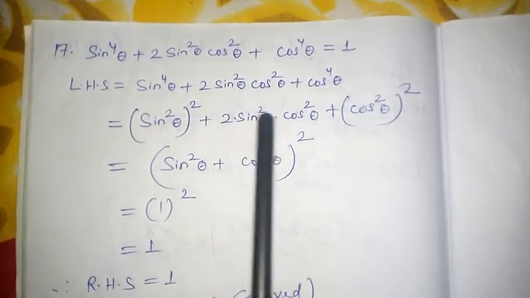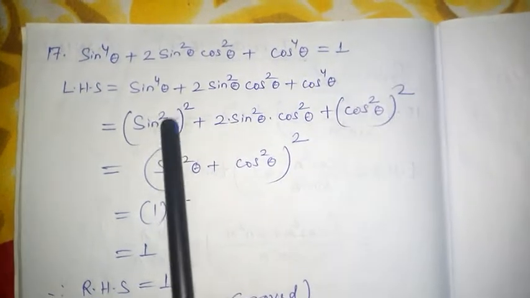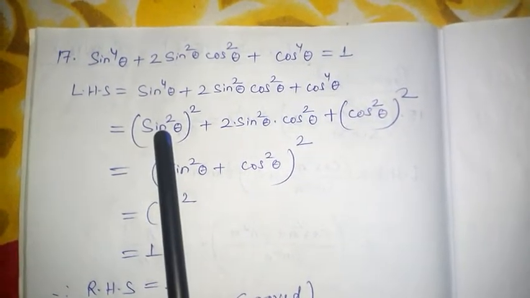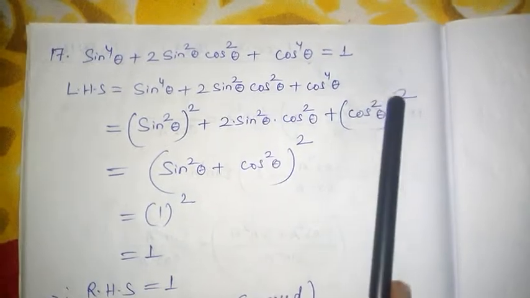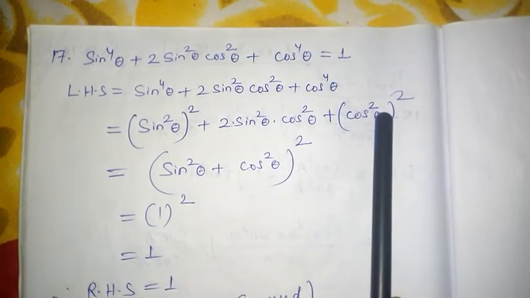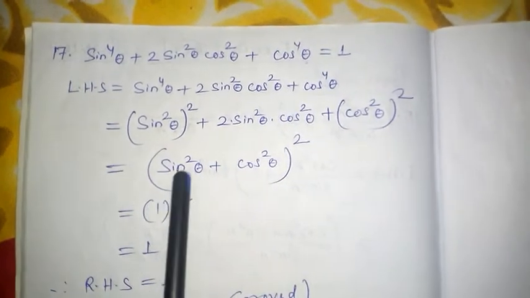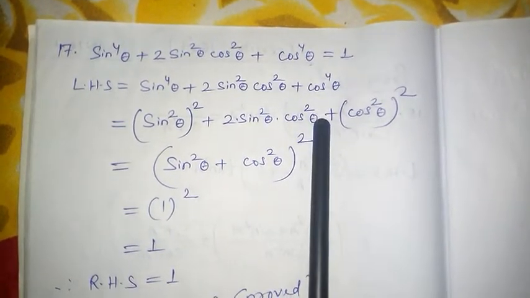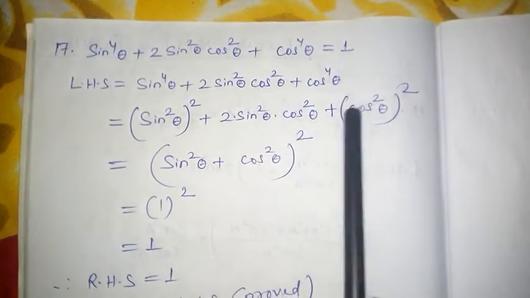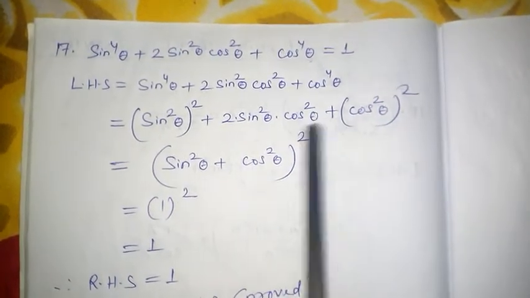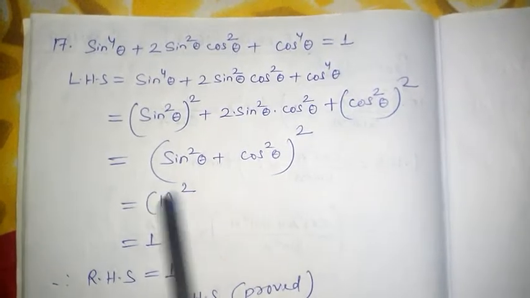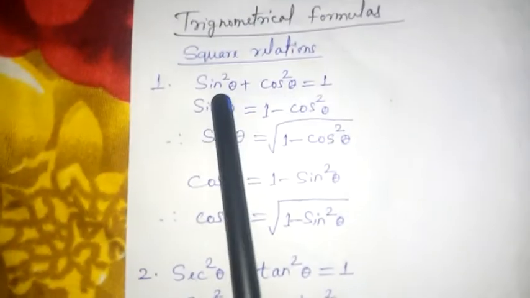A square plus 2ab plus b square. Who is a here? Sin square theta is a, the same a is here, and cos square theta is b, the same b is here. So a square plus 2ab plus b square means the a plus b whole square formula is there. That means a is sin square theta, cos square theta is b, a plus b whole square. And these two combined, you can see, is 1, because sin square theta plus cos square theta is 1. So 1 square is 1. That means RHS also is 1. LHS equals RHS, proved.